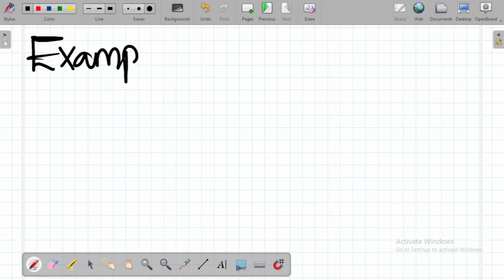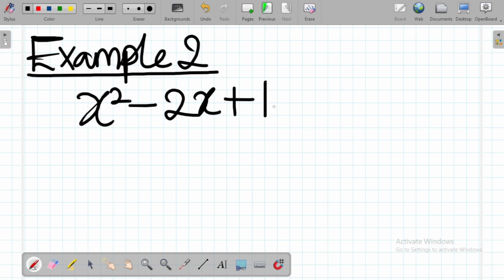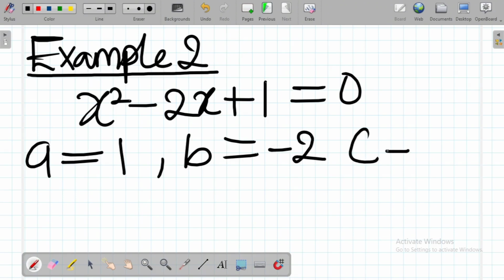Let's solve another question. Example 2. x squared minus 2x plus 1 is equal to 0. And we are asked to find the root of this quadratic equation. Remember, a, which is the coefficient of x squared, is 1 from the question. And then b, which is the coefficient of x, is negative 2. And then c, which is the constant term here, is positive 1.